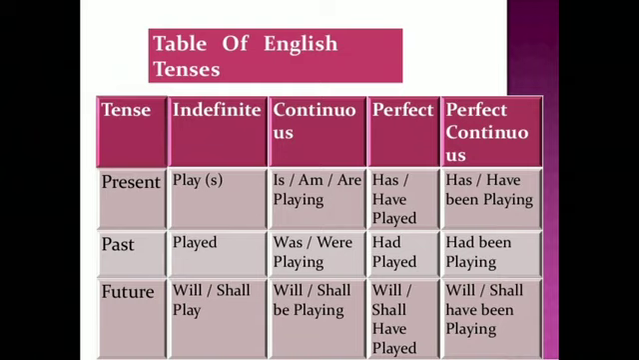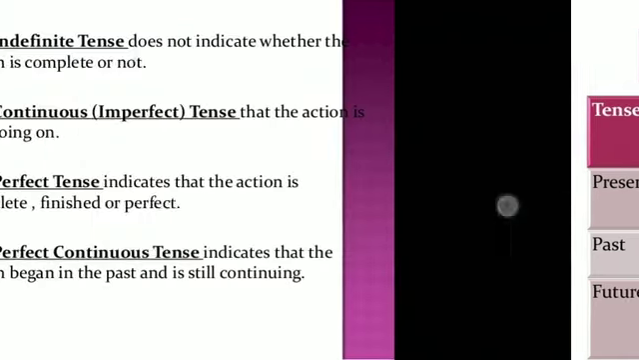After that, in future continuous tense, you can form sentence, I shall be playing. Even you can write, I will be playing. After then, in future perfect tense, I shall have played or I will have played. Then future perfect continuous tense, so I will have been playing or I shall have been playing. So in such a way you could form sentence. Now we will read it in detail about tenses.